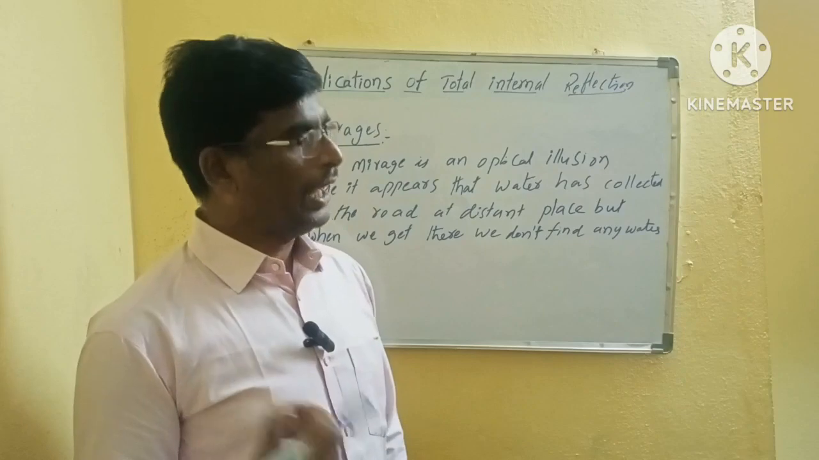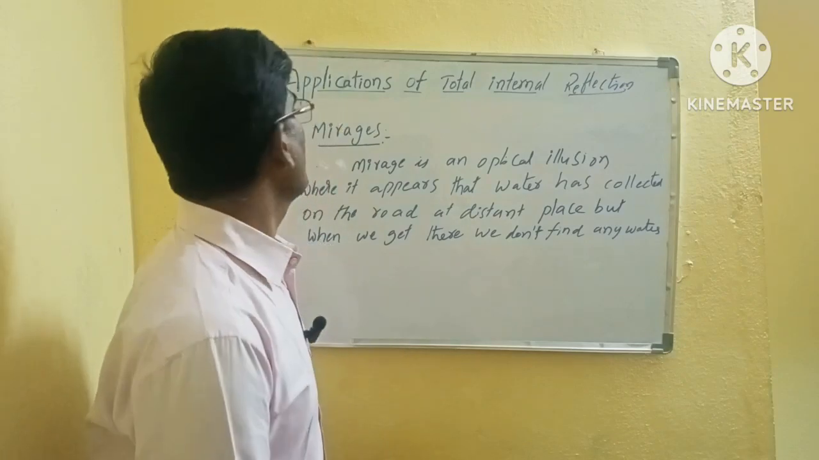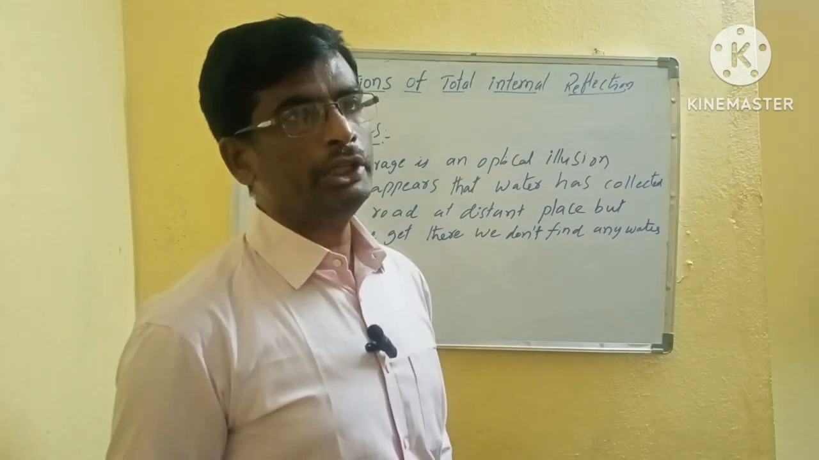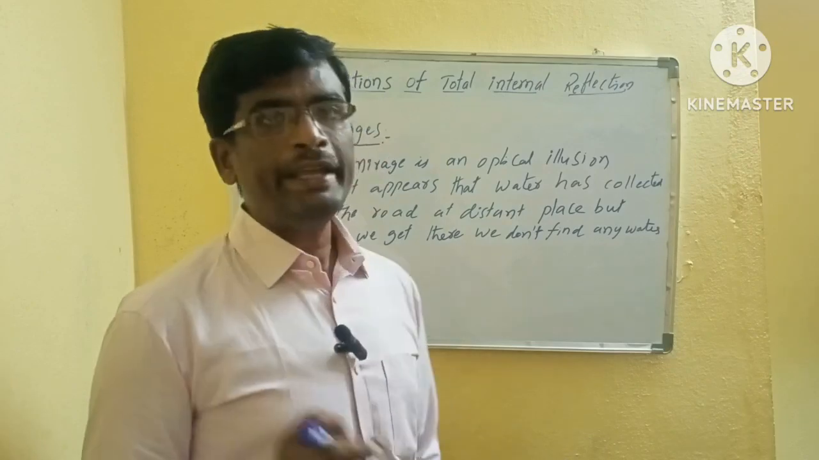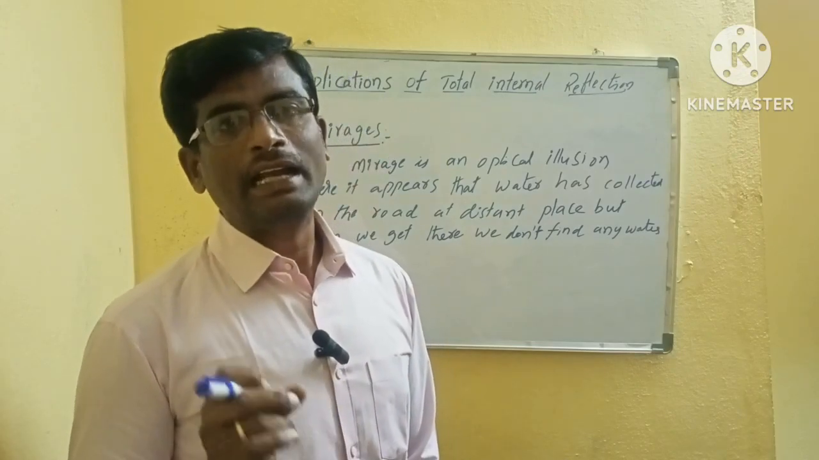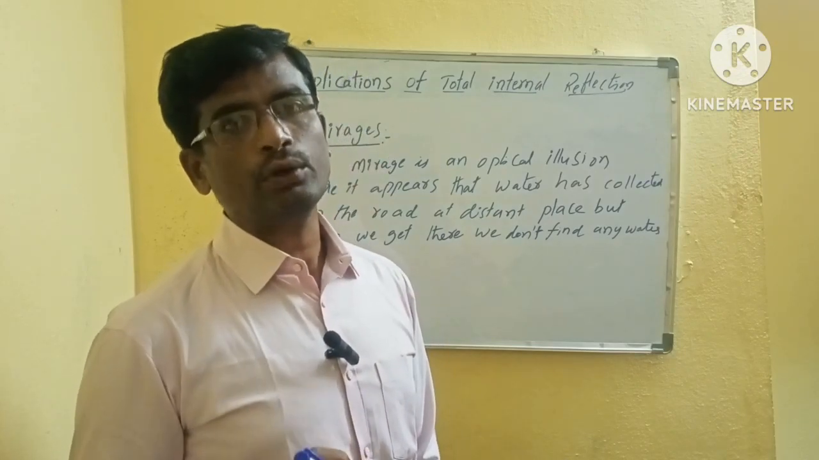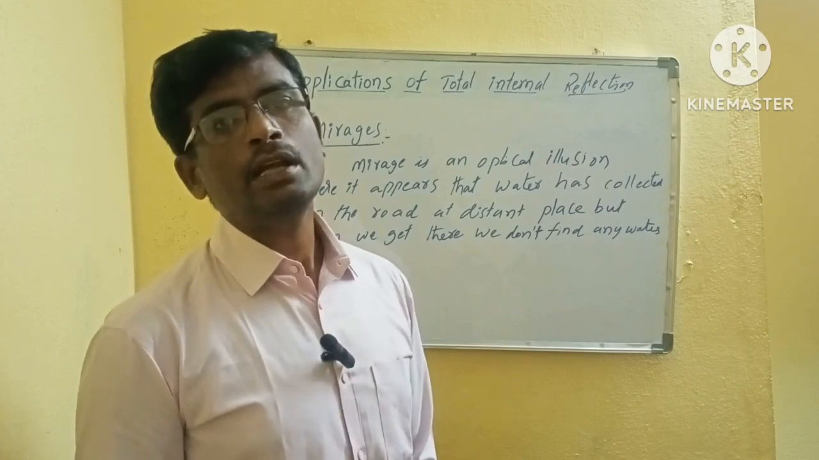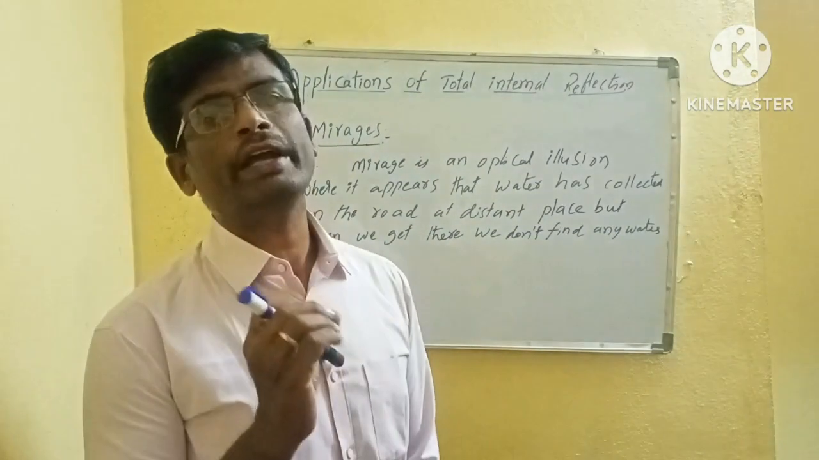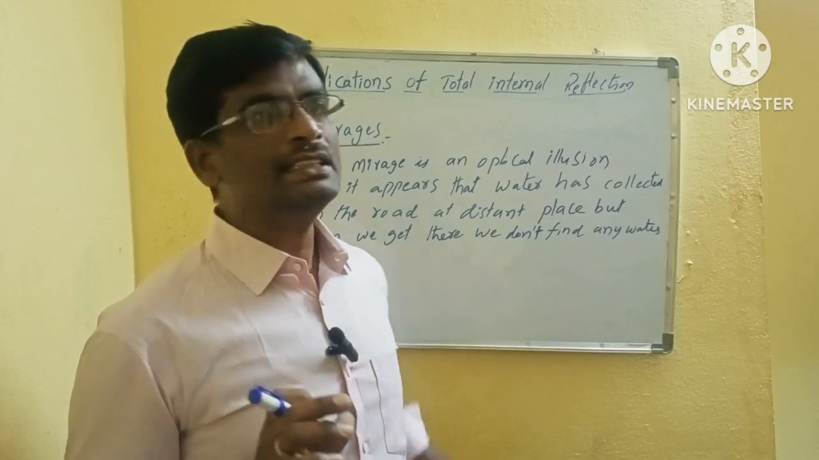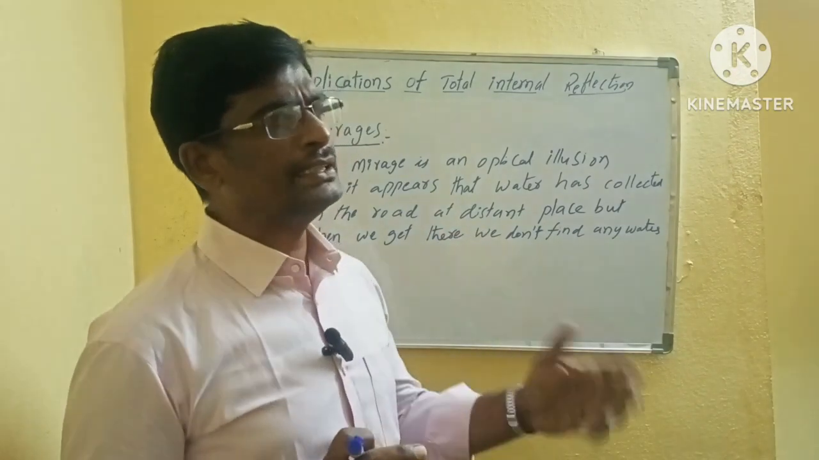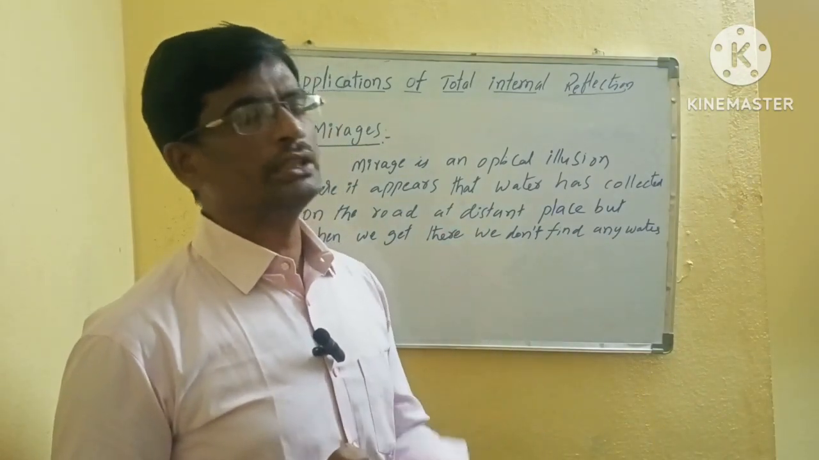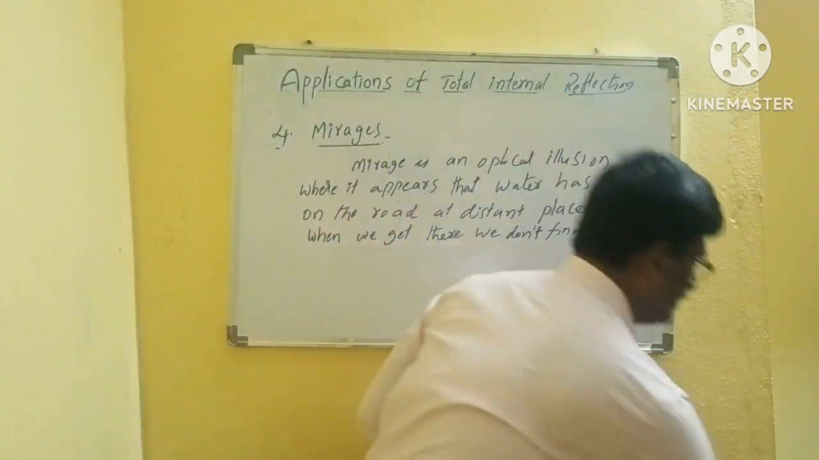What is the exact definition? A mirage is an optical illusion where it appears as collected water on the road at a distant place, but if you go there, we don't find any water. So this is called a mirage. Mirage means optical illusion. So we will explain this one.